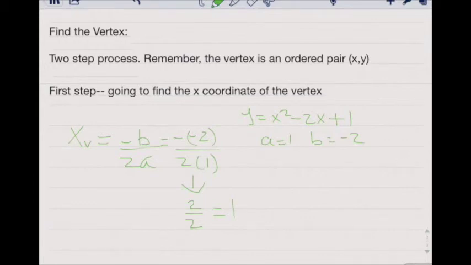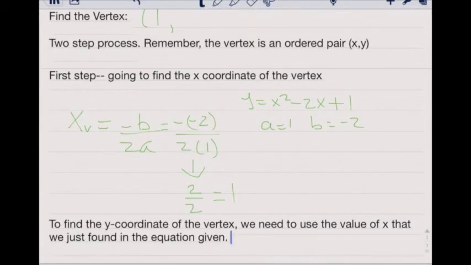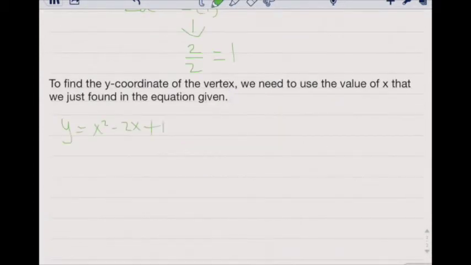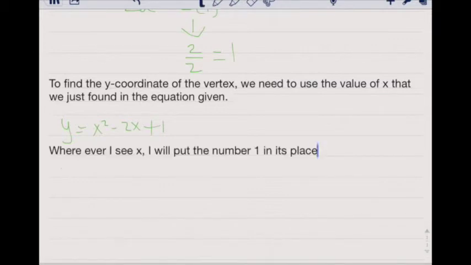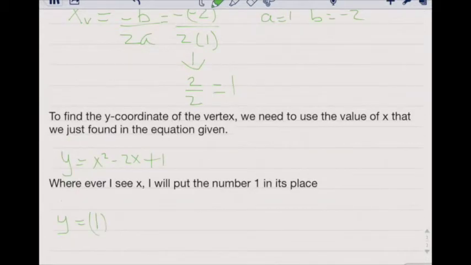So my vertex is going to start out as 1, something. Now for the second step. To find the y-coordinate of the vertex, we need to use the value of x that we just found in the equation that's given. I have my equation. Wherever I see x, I'm going to put in 1, and the equation will look like this: y equals 1 squared minus 2 times 1 plus 1.